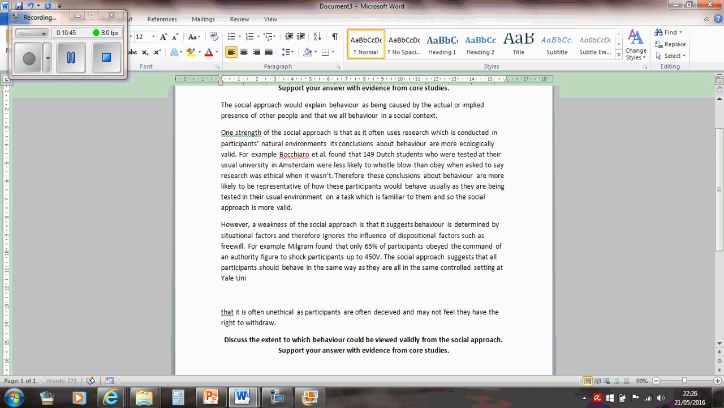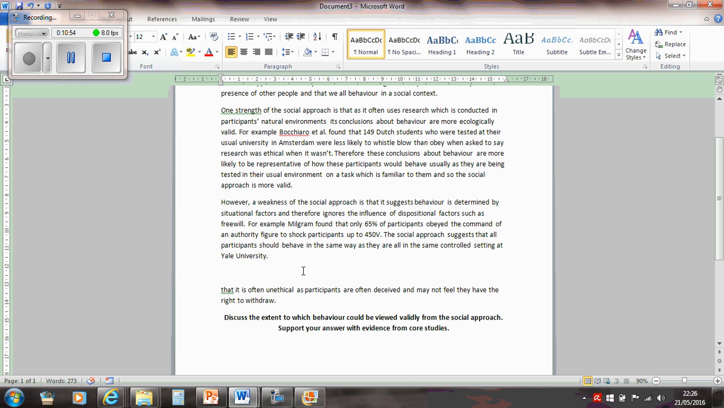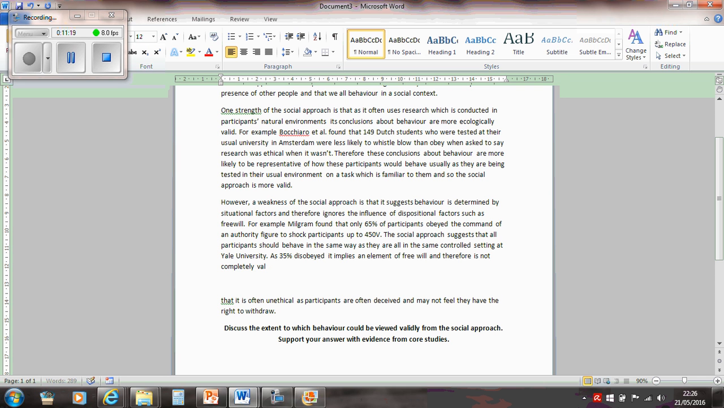Yale University. Participants should behave in the same way as they are all in the same controlled setting at Yale University. It was 35% disobeyed. It implies an element of free will. Therefore, it's not completely valid at explaining behaviour.